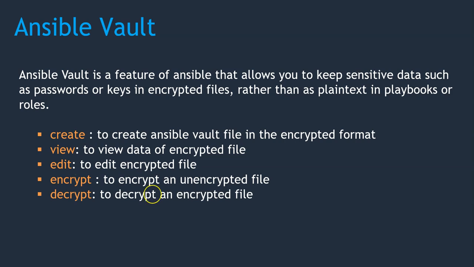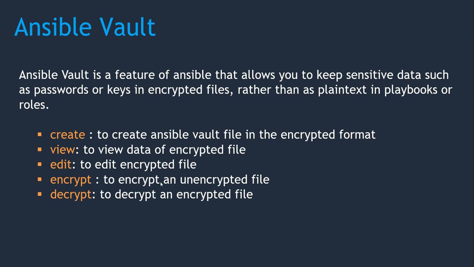Next, decrypt. Decrypt is the option to convert your encrypted file back into a normal file. Assume that we have created a file in encrypted format. Now we are not keeping any sensitive data. We have updated our playbook. Now there is no sensitive data, so there is no point of keeping it in encrypted format. So we can decrypt it. Okay, so these are the commands which we can use to encrypt and decrypt our data using Ansible Vault.